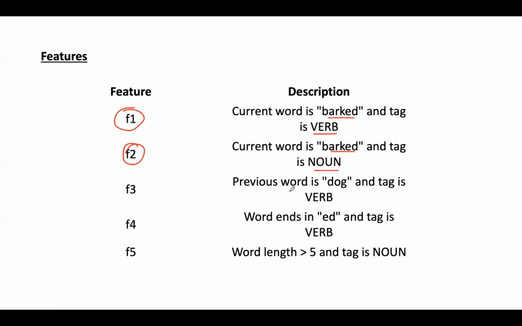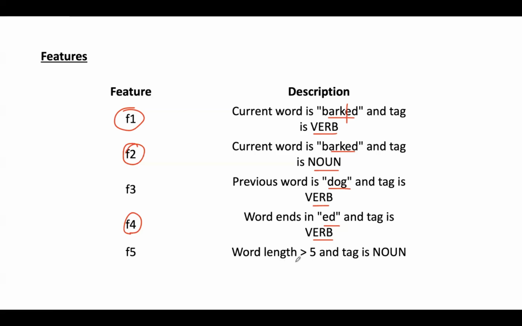Then you can take the previous word also. So the previous word is dog, and the tag is verb. So if you take that, the previous word as well as the tag. And the fourth one: say the word ends in ed. So this barked ends in ed, so we are taking only that part. And we are assuming the tag assigned to this word is verb. So that is one more possibility.